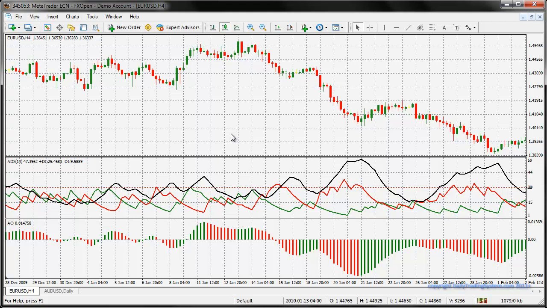I mean, this particular setup isn't one of the best as some of the others, but we can still use some of the characteristics from the Awesome Oscillator to guide us where we need to go ahead and place our buys and sells. We can use the cross, the buy-sell cross area, which is right here.